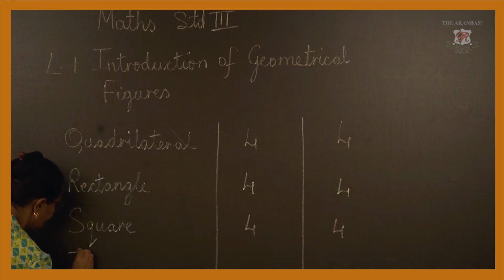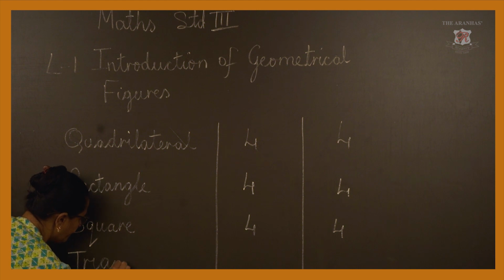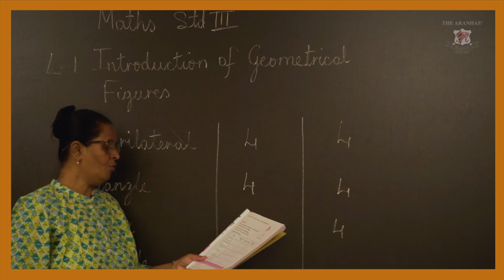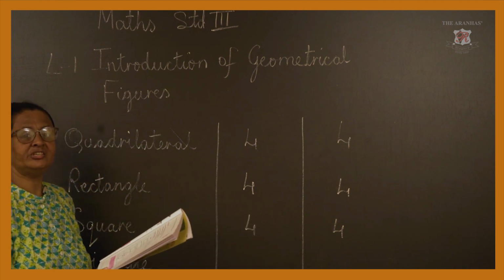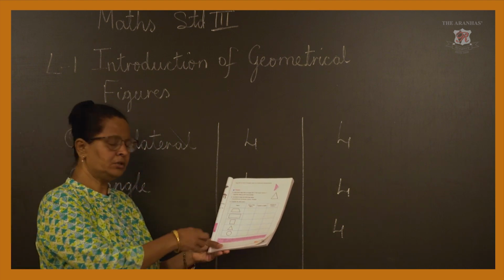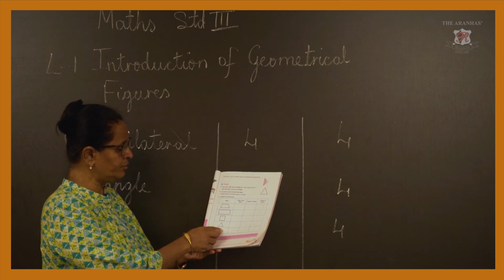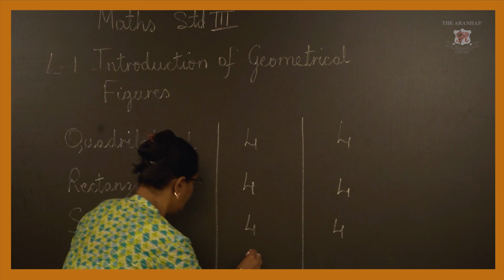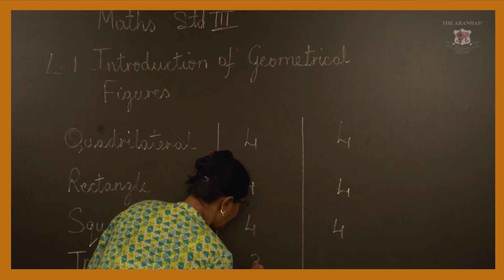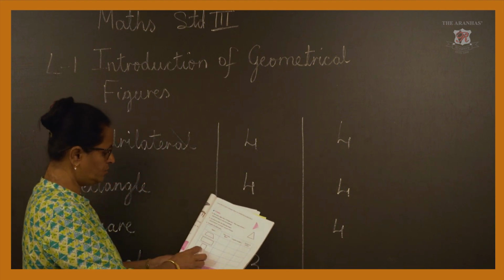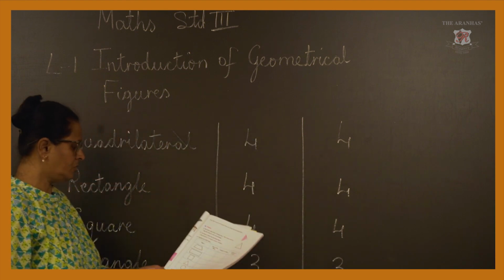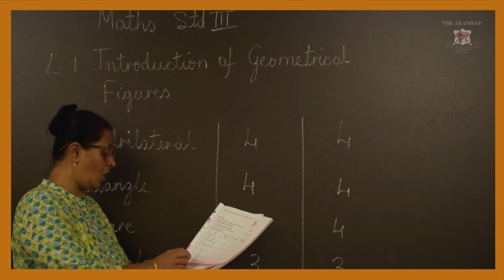Next is a triangle. Now tell me, how many edges does it have? Does it have 4? No. Count 1, 2 and 3. It has 3 edges. And corners, how many corners does it have? Look at the corners, 1, 2 and 3 again, right. So, it has got 3 edges and 3 corners.